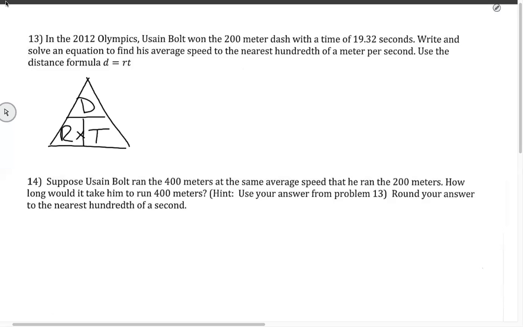So let's go ahead and solve this. Let's write D equals RT. Now, Shana, what is the distance? How far did he run? 200. Let's fill that in.